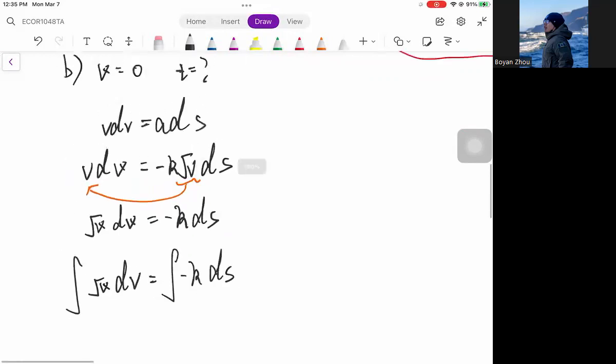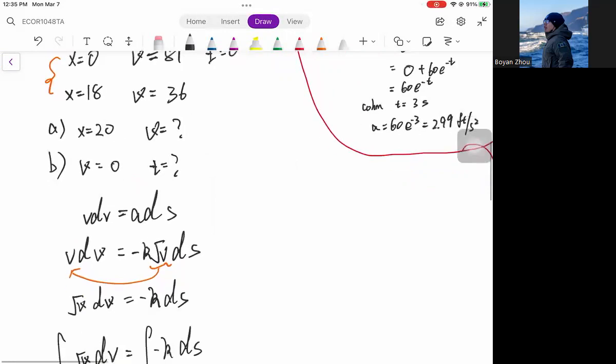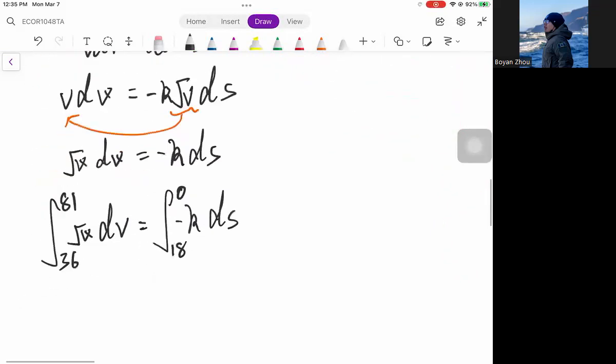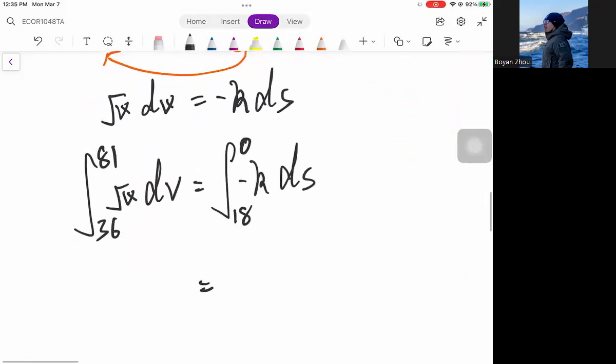So going back to the conditions we know, when the displacement is at 0, the velocity is at 81. So we put 0 here and 81 on the other side. We also know that when the velocity is 36, the displacement is 18. So displacement goes here and the velocity goes here. Okay, so we have the integration set up. What we need to do is just solve this equation.